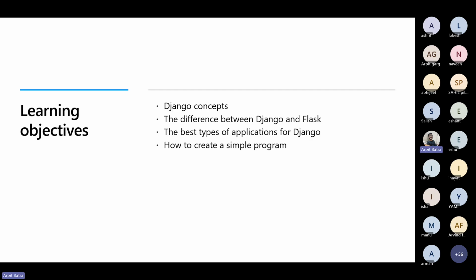Now we go for the learning objectives of this presentation, why we chose this topic, everything. There are four main learning objectives. The first one is Django concept. Second one is the difference between Django and Flask. The third one is the best types of application for Django. And the last one is how to create a simple program. So these are the four learning objectives that we discuss in today's lecture.